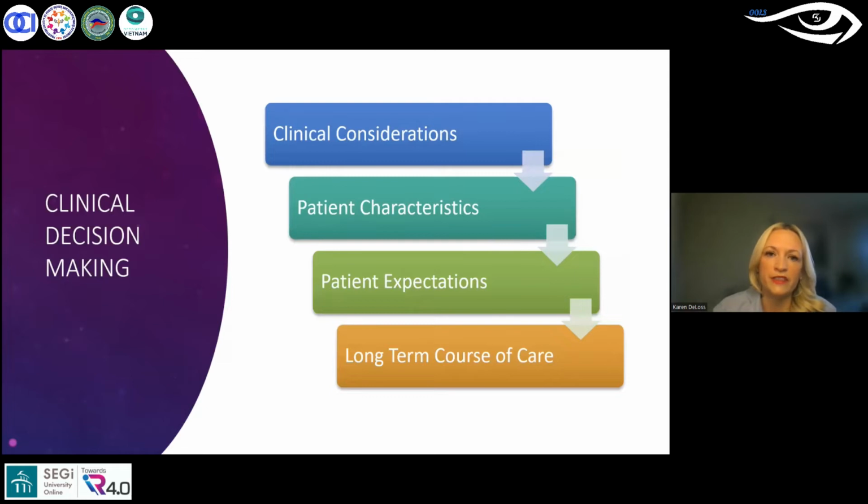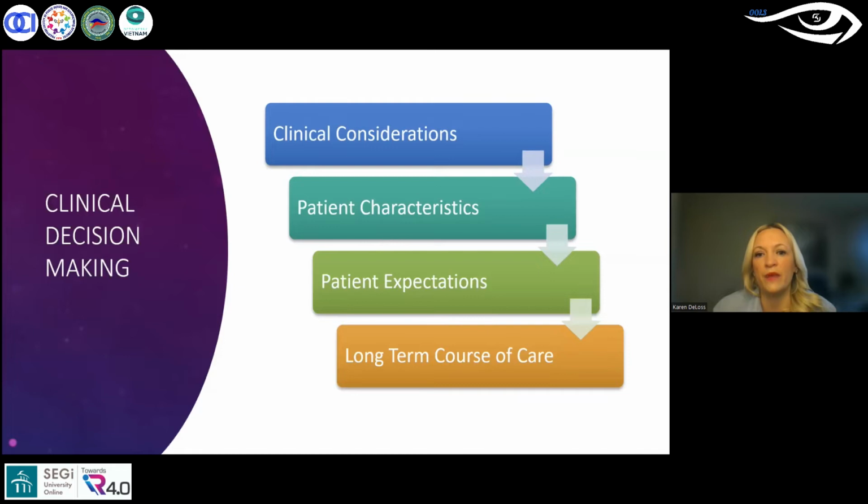So clinical decision making, or the decision tree, is based on patient characteristics, patient expectations, and long-term course of care. Your management of the patient is going to change based on how old they were when they were diagnosed, whether they're pediatric, below 12 years of age, versus 18 versus 30.